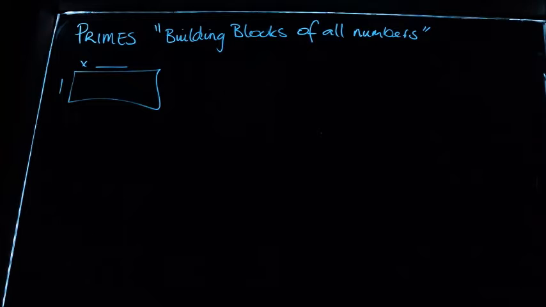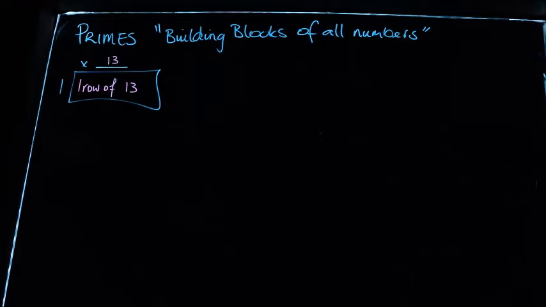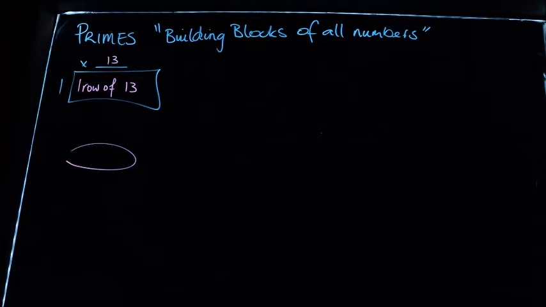Okay, I've just set up the board here. We're working on primes, and I want you to understand that the primes are building blocks of all numbers. So what I've got here is, I'm thinking about one row of whatever that prime number is. Okay, if we wanted to make it 13, 13's prime, one row of 13. That's the only way that we can build 13. So there's another key idea I want you to think about here, and that's the idea of a sieve.